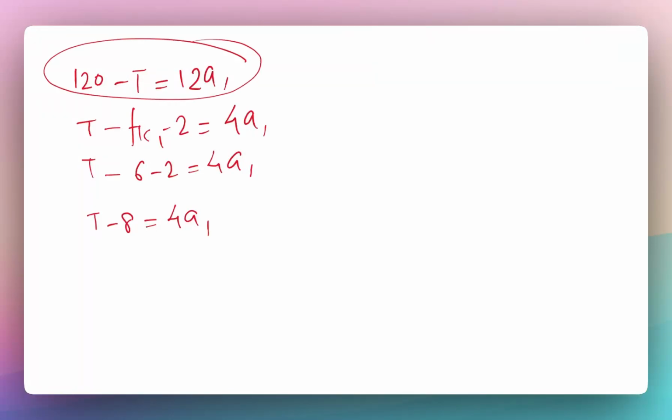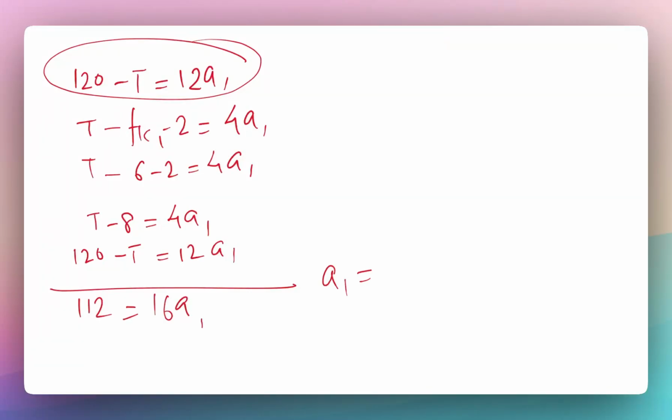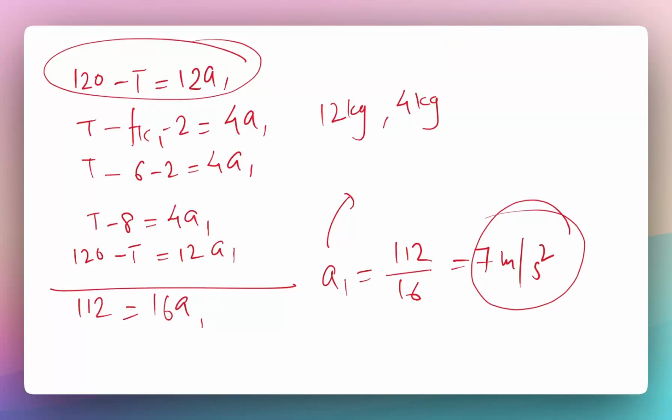The second equation is 120 minus T equal to 12A1. Now we can simply add them up like we did last time, and the T will cancel, and I will get 120 minus 8, which is 112. This is going to be 16A1. My acceleration A1 for both the blocks, the 12 kg block and the 4 kg block, is going to be equal to 112 divided by 16, and that's going to be 7 meters per second squared.